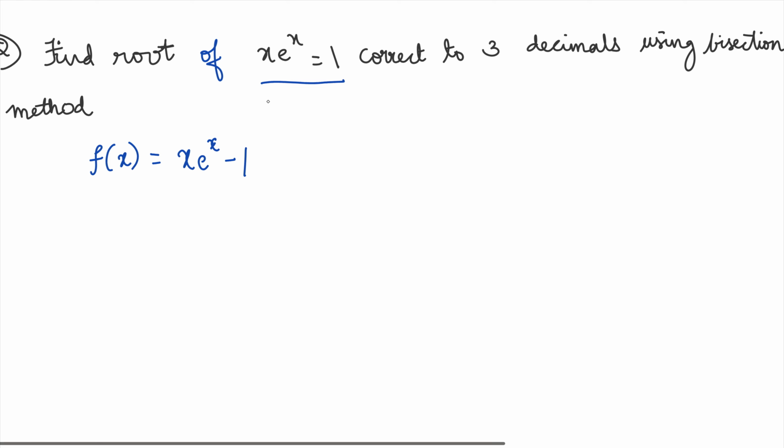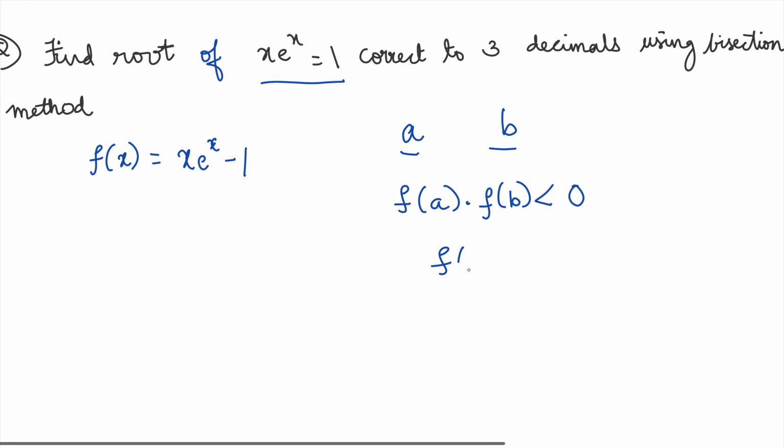Next, what is our first step? We have to find two numbers between which we can find the root. We will find the numbers a and b, and we will be aware that between a and b we will have the root of the equation. So how to find a and b? f of a into f of b will be less than 0. That is how we find the interval a and b.